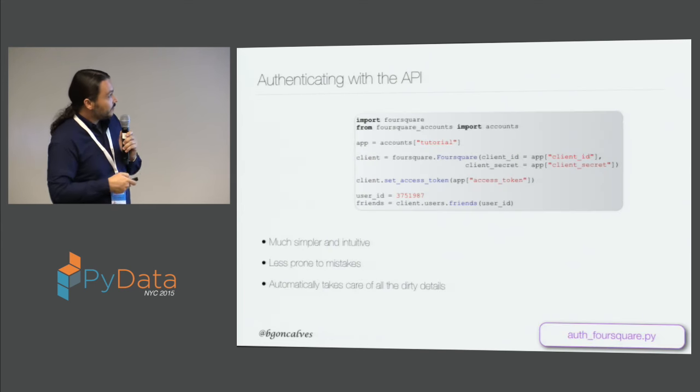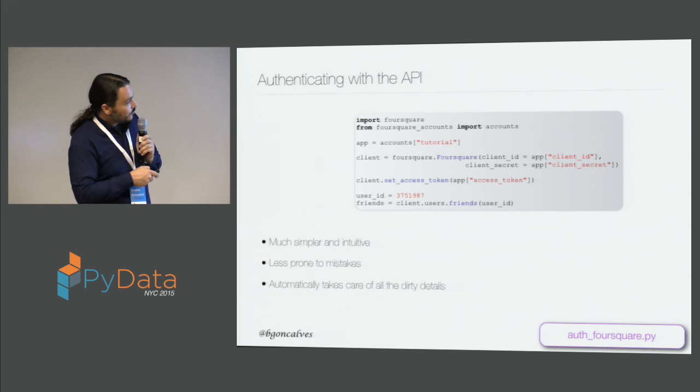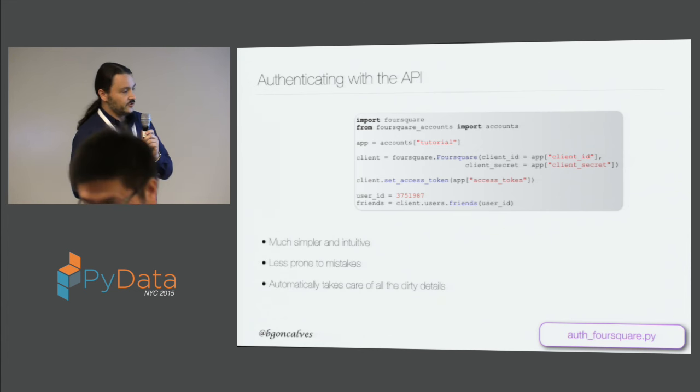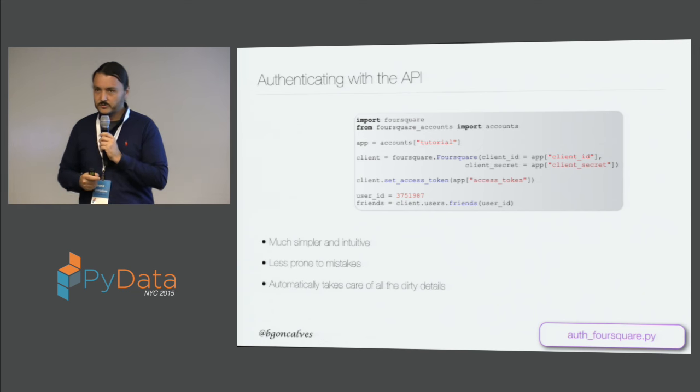Now, to actually authenticate with the API, you do a similar thing to before. You select the account information. Again, the account dictionary is inside the Foursquare accounts there. You provide the client ID and the client secret. You set the client token, and then you can start searching and using Foursquare to extract information.